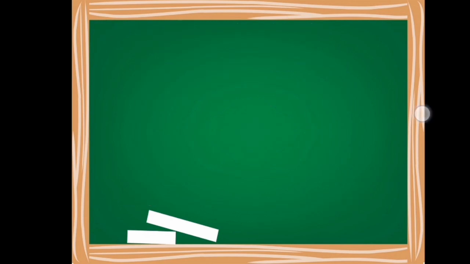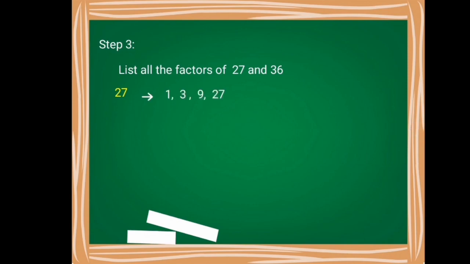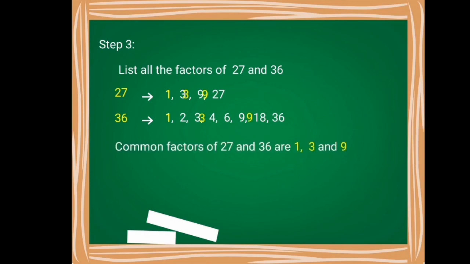Step 3, list all the factors of 27 and 36. 27 has a factors of 1, 3, 9, and 27. While 36 has 1, 2, 3, 4, 6, 9, 18, 36. What do they have in common? Of course, 1. Aside from 1, they both have 3 and 9. So, the common factors of 27 and 36 are 1, 3, and 9.